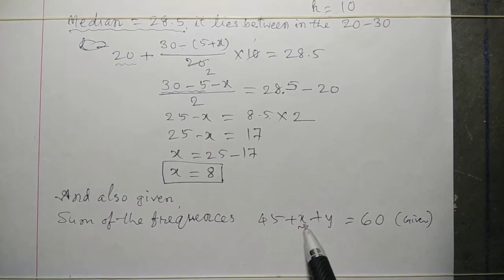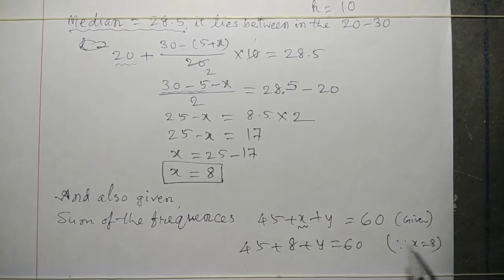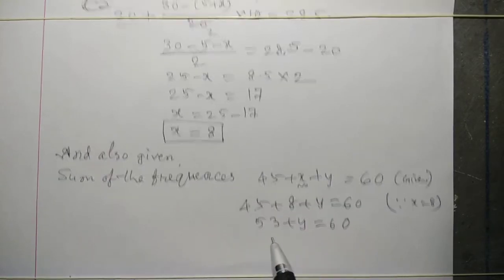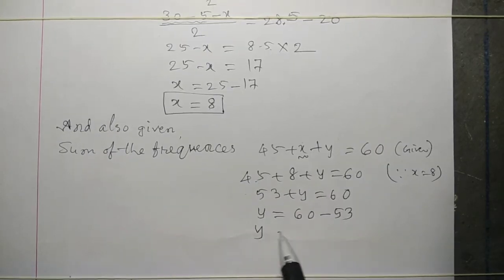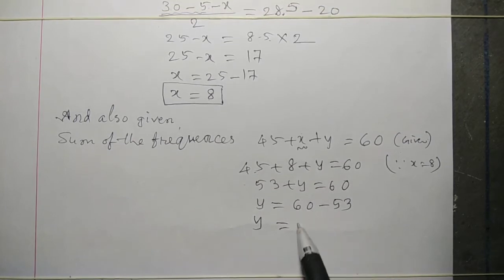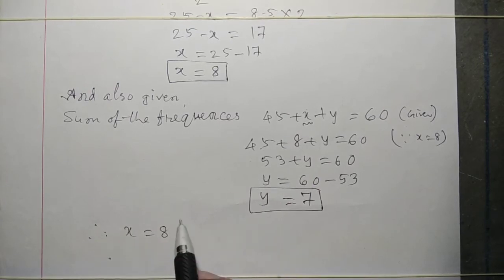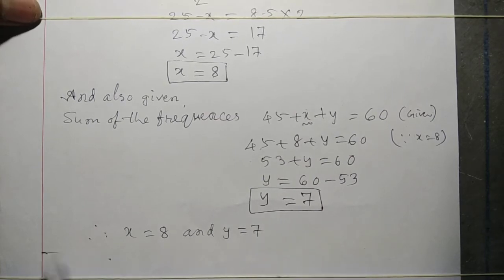And also we have x is equal to 8. So 45 plus 8 plus y is equal to 60, because we substituted x equal to 8. 53 plus y is equal to 60. y is equal to 60 minus 53, y is equal to 7. Therefore x is equal to 8 and y is equal to 7. These are the two values.